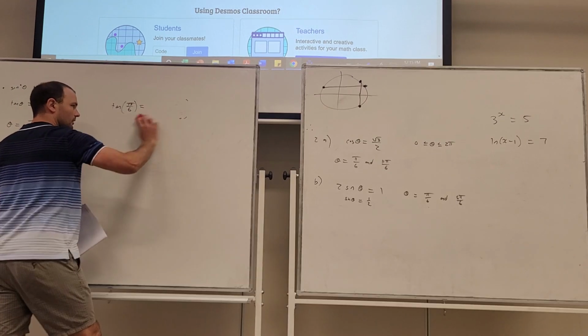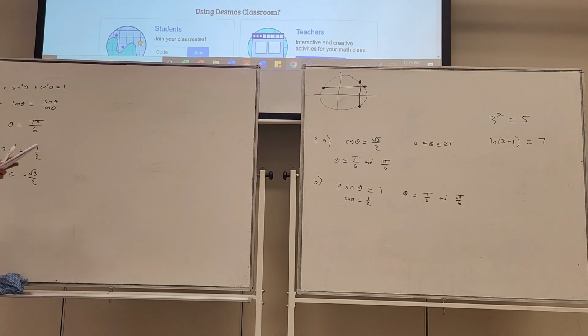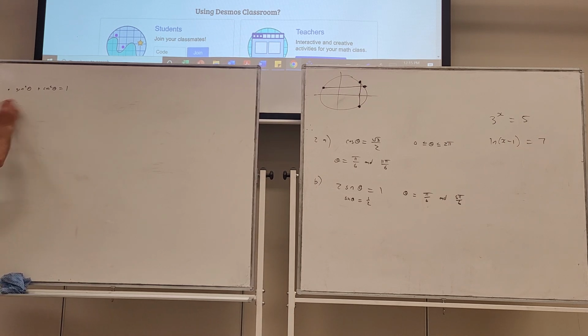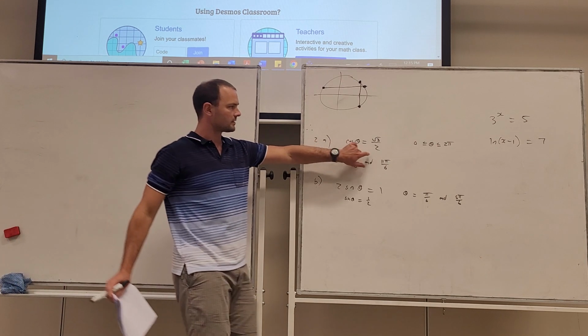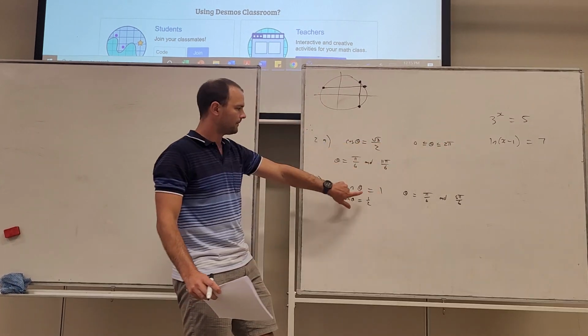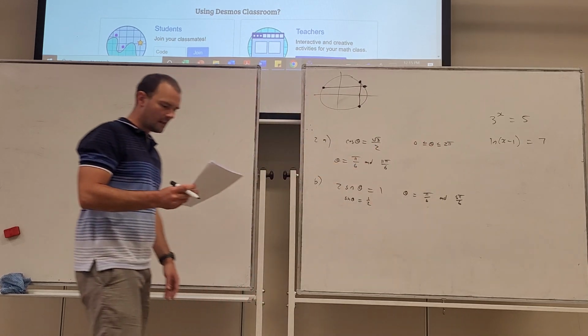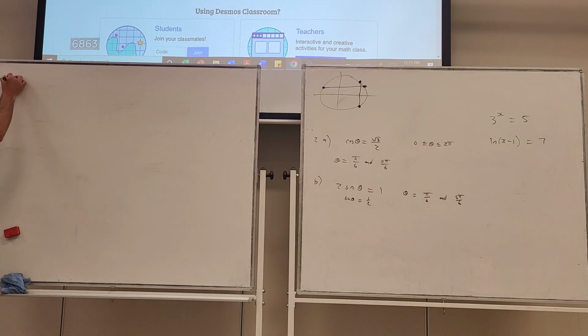For the last one, we might pretend that there is no restriction on the domain. Both of these questions say, find this given this restriction. Now with question C, we're going to say, find this, 4 sine squared theta minus 3 equals 0, given no restrictions. There are no restrictions on the domain. Find all solutions, all values of theta that make it true.